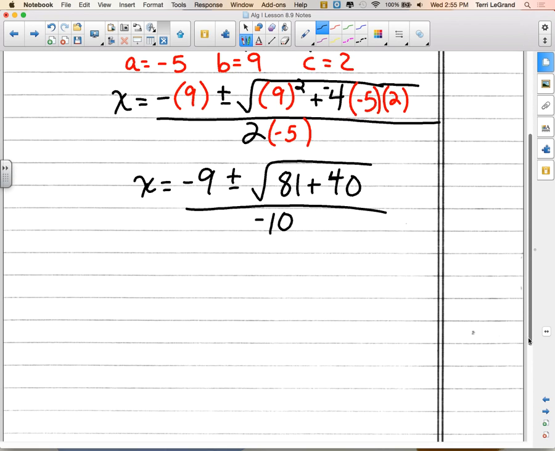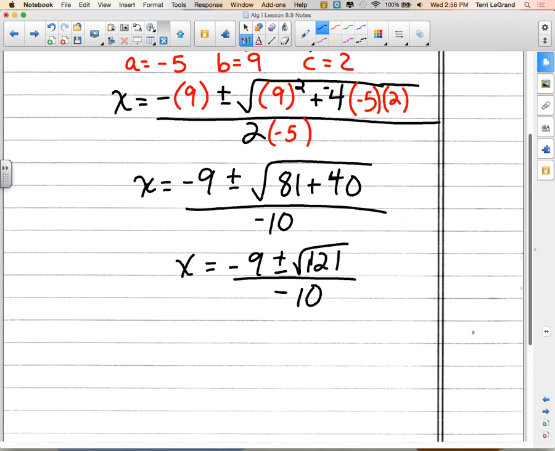After cleaning up all those parentheses, your next step is just get your radicand simplified. Do your addition, in other words. I got a 121 for radicand. Do we like that number? Yes. Yeah, it's a perfect square, isn't it? What's its square root? 11, yeah.